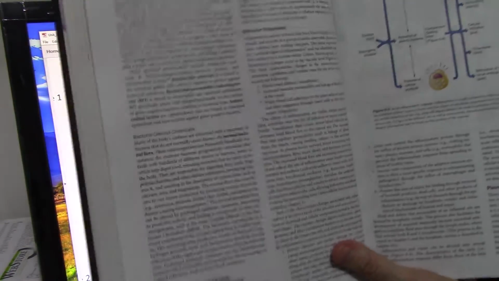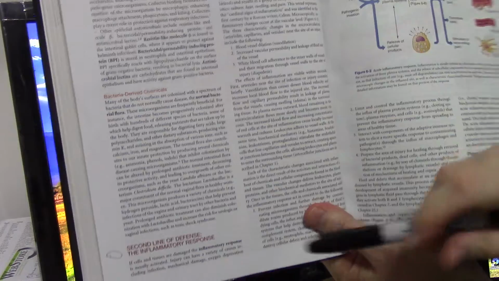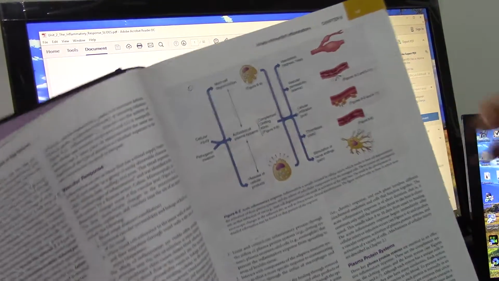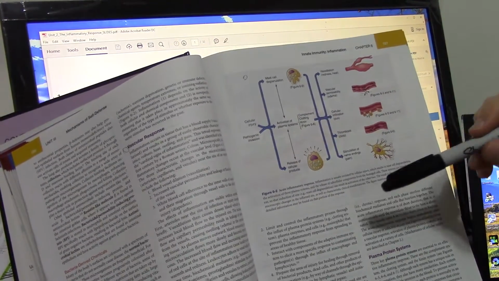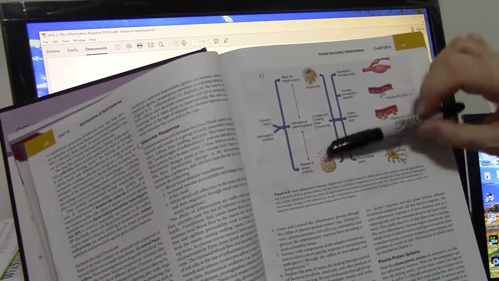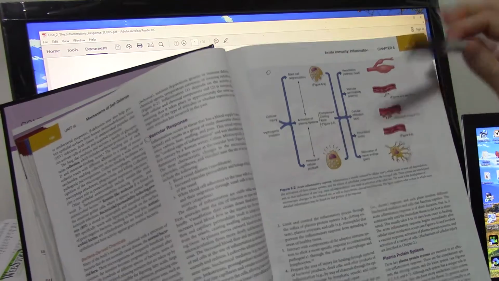The next section I want to point out to you, you want to read and familiarize yourself with this section called Second Line of Defense, Inflammatory Response. You need to learn this material cold. And also familiarize yourself with the idea that there are basically three things going on in basic inflammation.